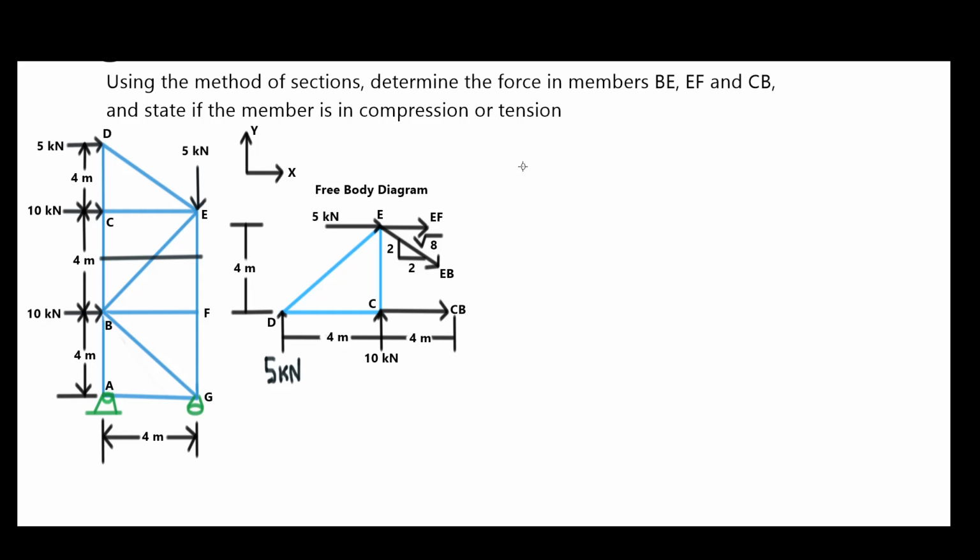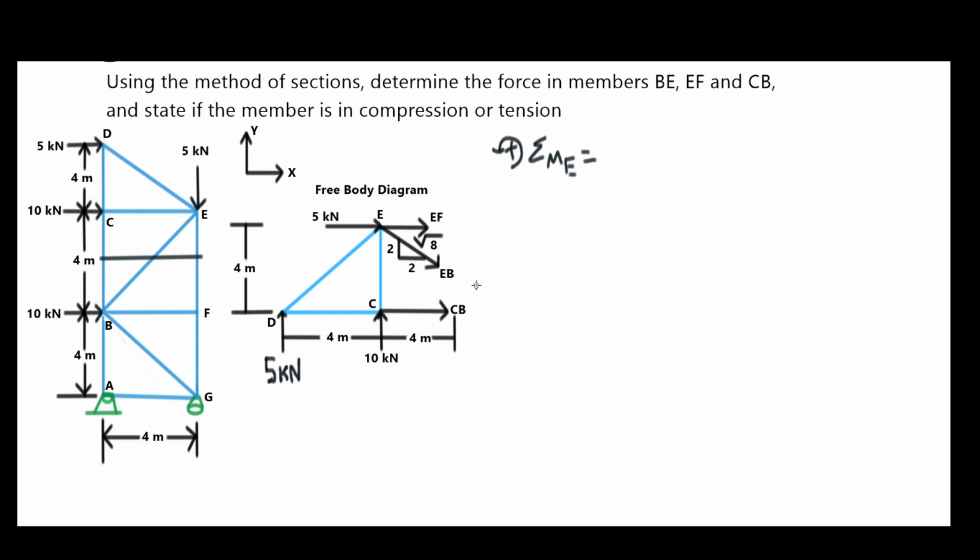Like we talked about, taking the moment around the point E will eliminate a couple of variables and allow us to solve for CB. Now, with these method of section problems, it can be a little challenging to figure out which direction each force is making the entire member rotate. So I'm going to go ahead and predict the standard counterclockwise rotation. And then we're going to find the moment around point E.